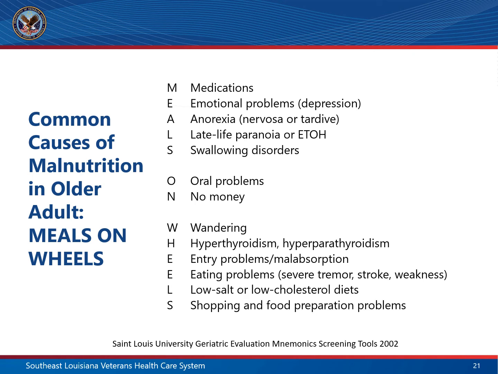Food preparation problems, we see a lot of older adults using the ready-to-heat meals. My parents are the same way. They think they're on a diet, so they get Lean Cuisine, but these have a lot of salt and a lot of preservatives in them, and this also can contribute to malnutrition.